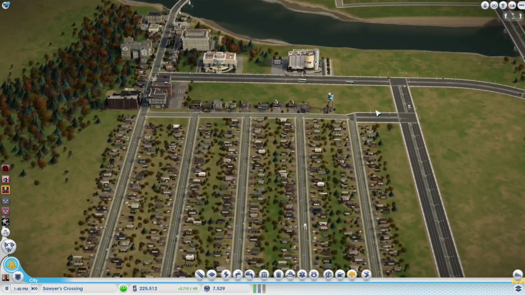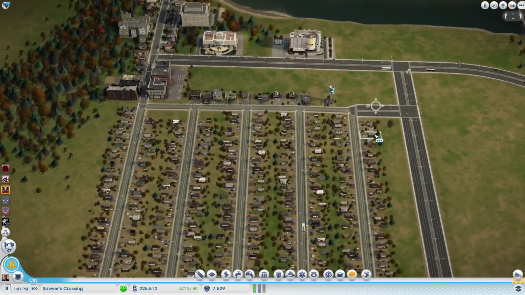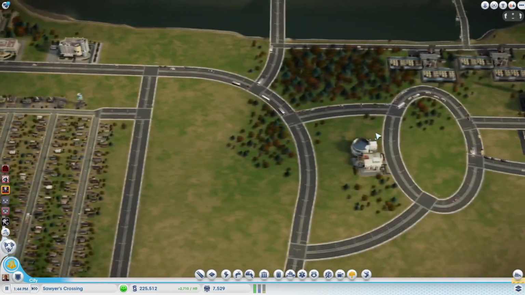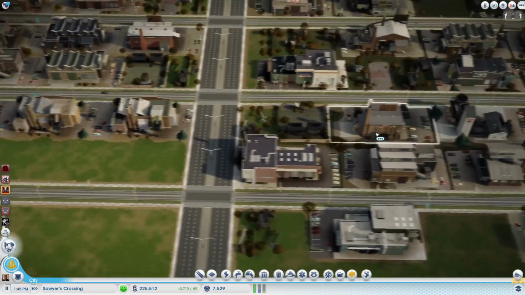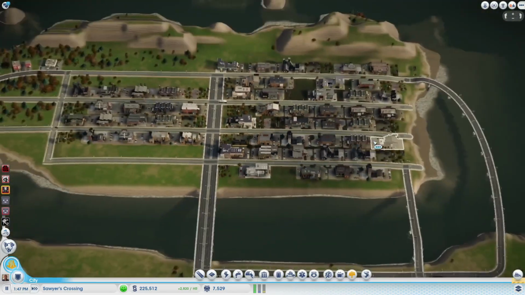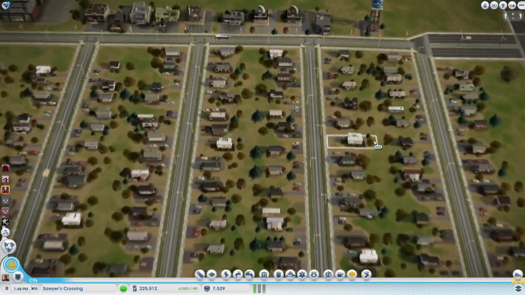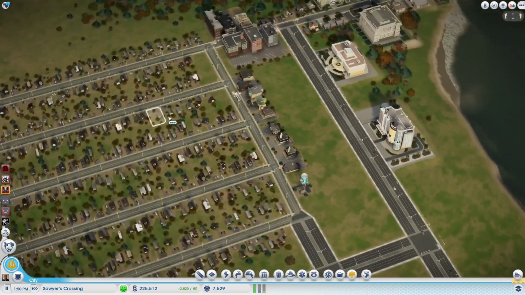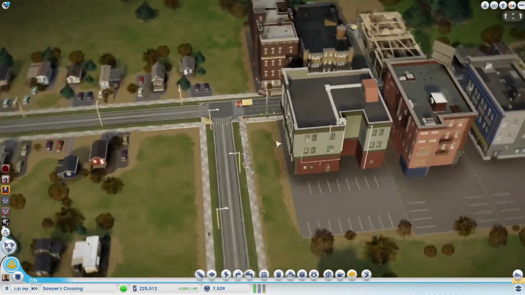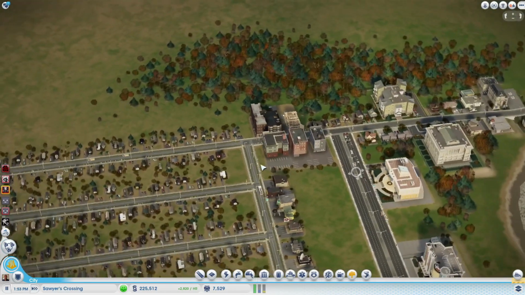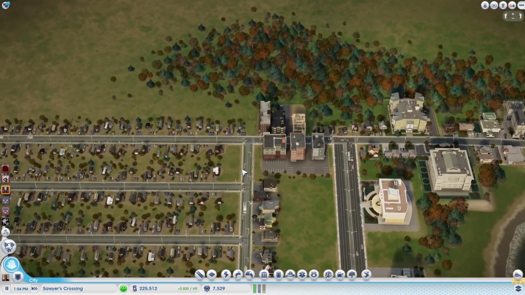You can have low, medium, and high density commercial, and you can have low, medium, and high density industrial. So we've got some industrial buildings here that are low density. We've got some commercial buildings that are low density, and we also have some commercial buildings that are medium density. So, what determines the density?